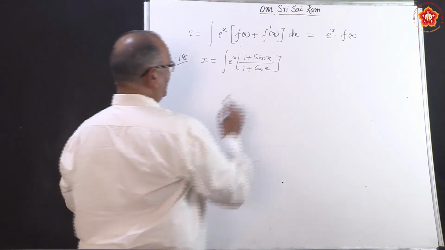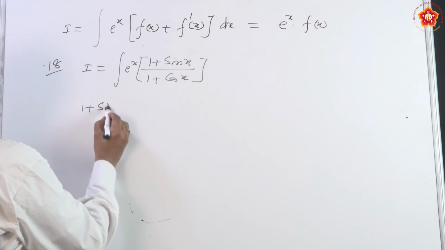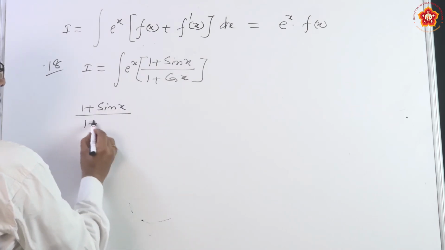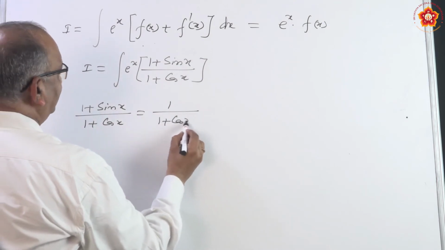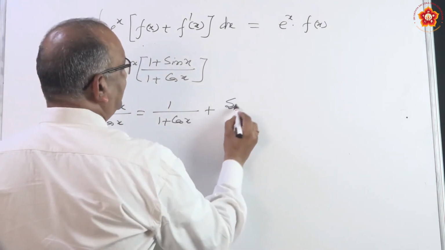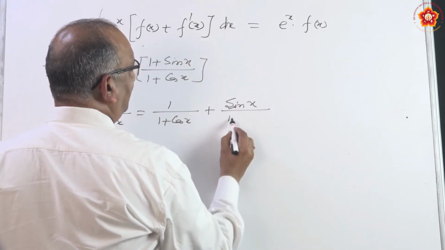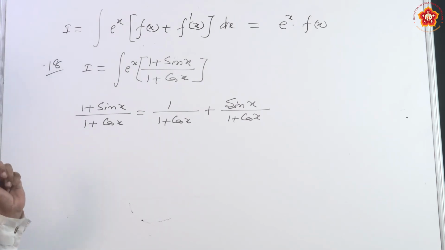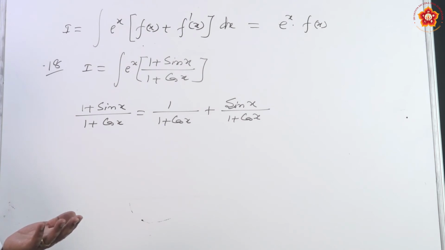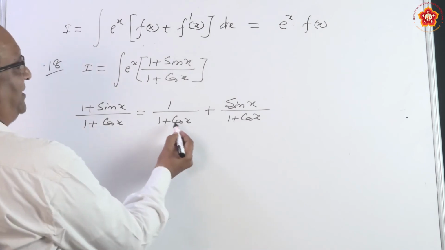Please watch. 1 plus sin x upon 1 plus cos x can be written as 1 upon 1 plus cos x plus sin x upon 1 plus cos x. We have studied in trigonometry. What did we study? Cos 2x is equal to 2 cos square x minus 1, or in other way, 1 plus cos 2x equal to 2 cos square x. Here we have instead of 2x only x.